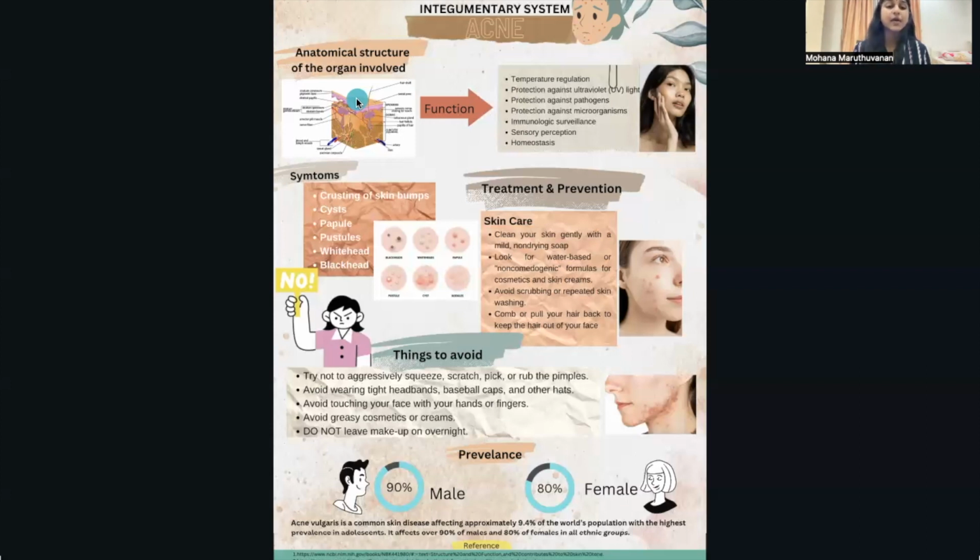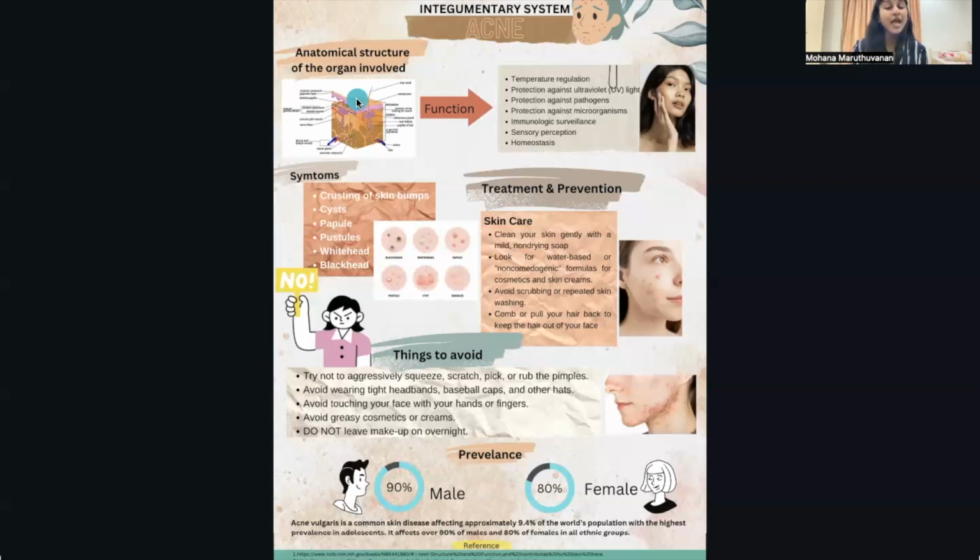And we should also avoid scrubbing or repeated skin washing. We should wash our face either once or twice a day. It doesn't mean that we should wash every time, because this might cause eruptions and irritation to our skin, since we are washing again and again using soap. Apart from that, we can wash our face using good, natural products rather than using mercury. It's more advisable for us not to use mercury products.